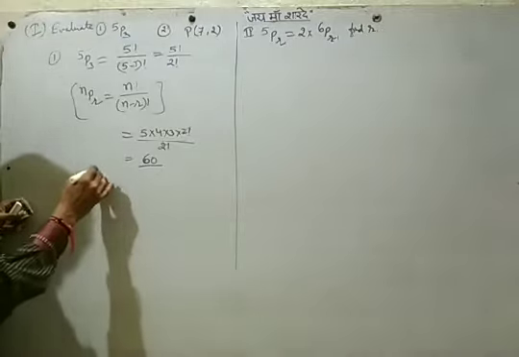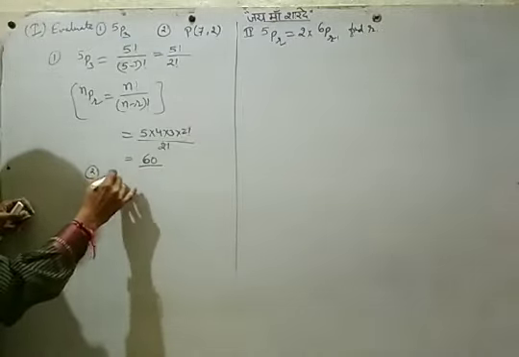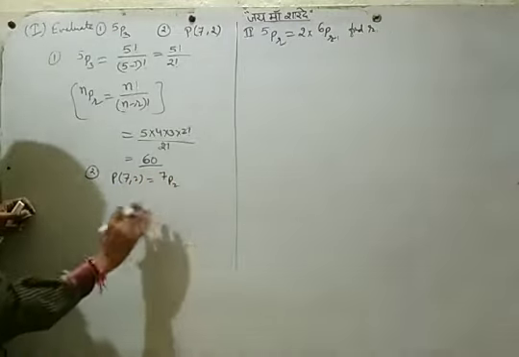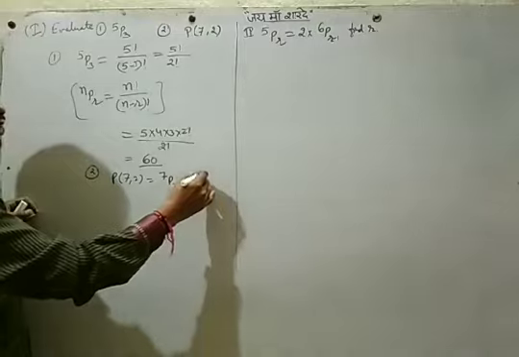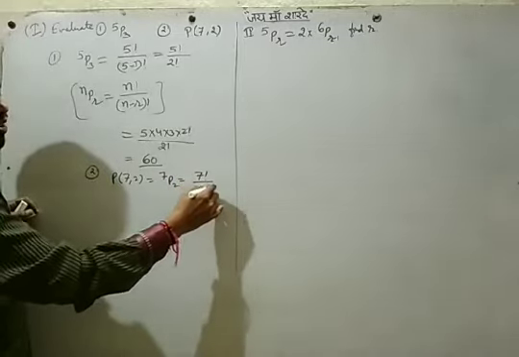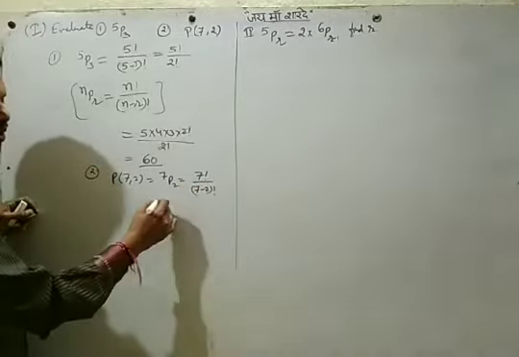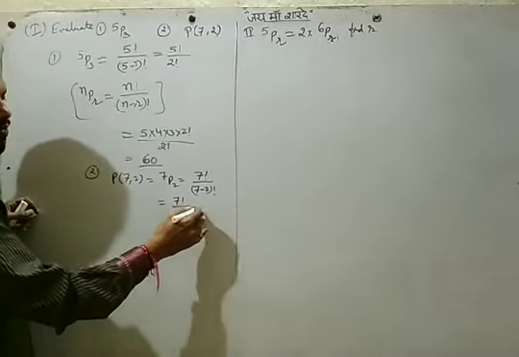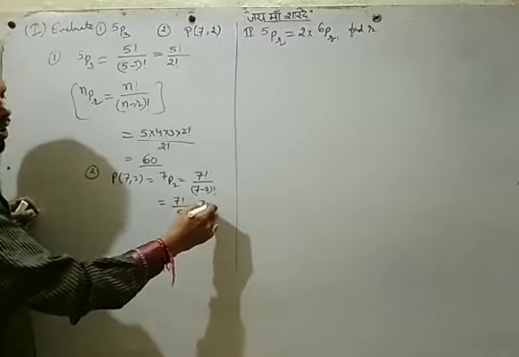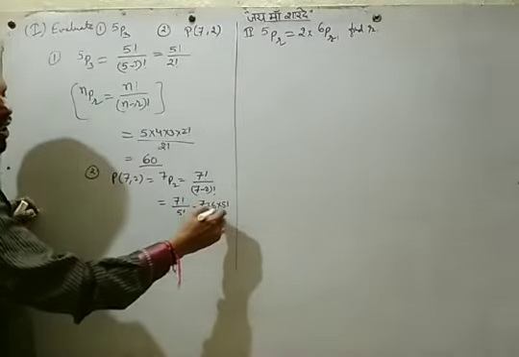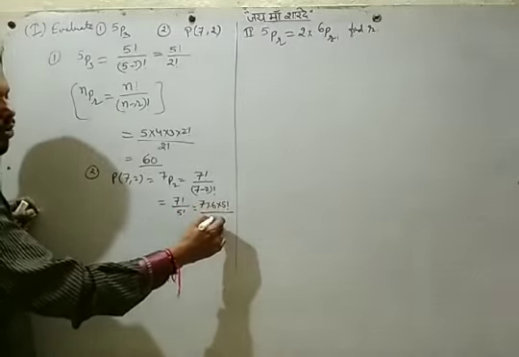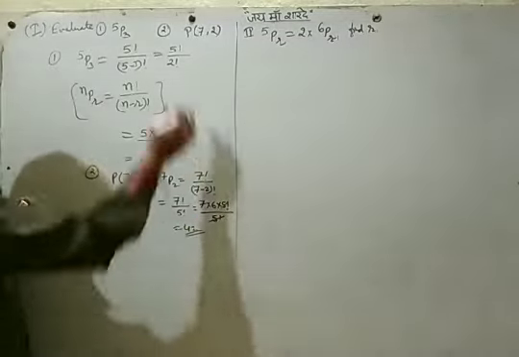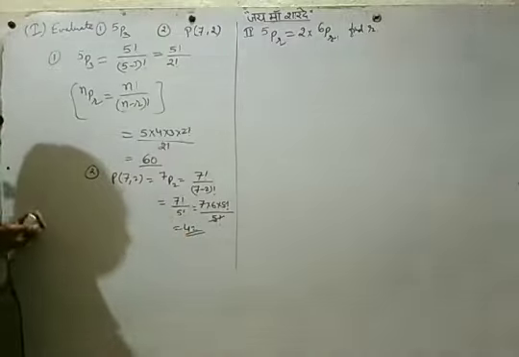The same way for the second part, 7P2. It is equal to 7 factorial upon 7 minus 2 factorial. So it is 7 factorial upon 5 factorial. So 7 into 6 into 5 factorial; the greater number is 7, so we expand the greater number only. So it cancels out and you get 42. So the value of 7P2 is 42.